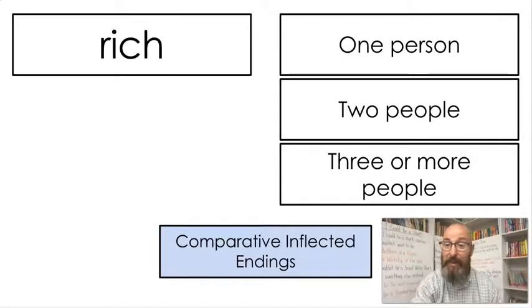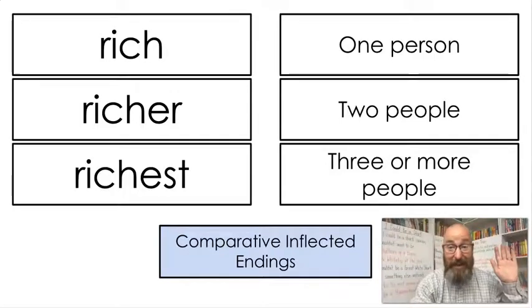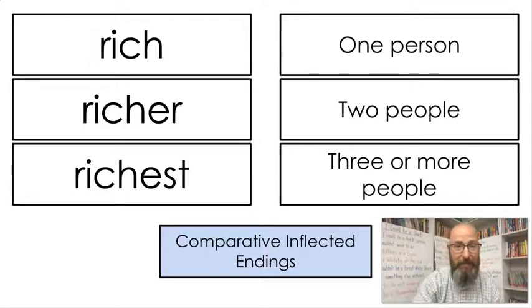So, let's practice these again. Next, rich. If it's just one person, they can be rich. If it's two people, I bet you want to be the richer, because we're comparing two. And if we're comparing three or more, we add EST. And who doesn't want to be the richest? I know I would like to be the richest. That'd be kind of fun. I could buy some more books.